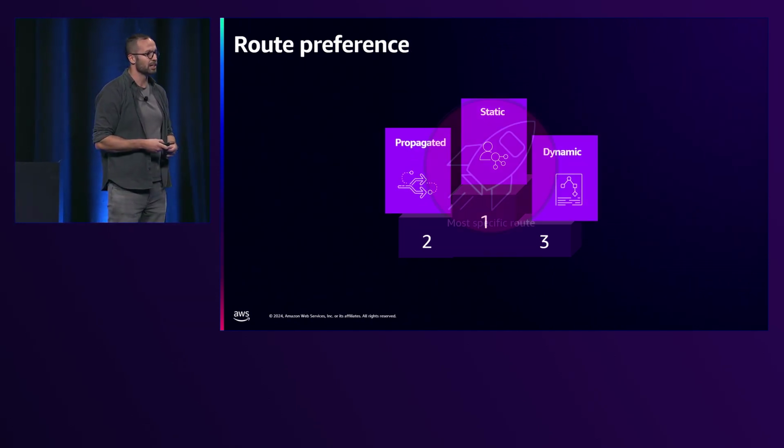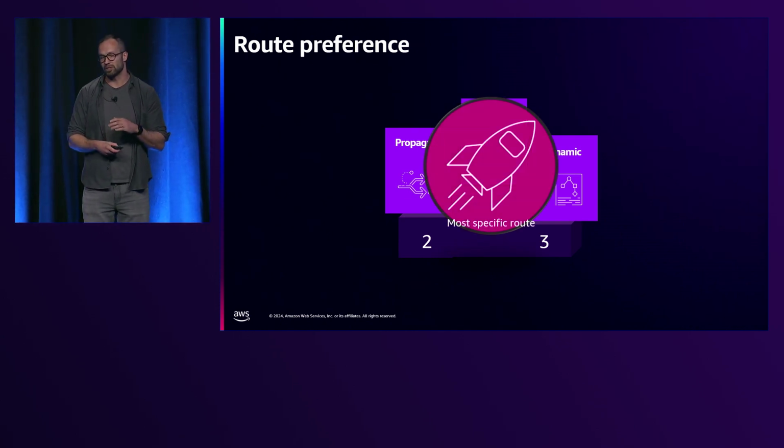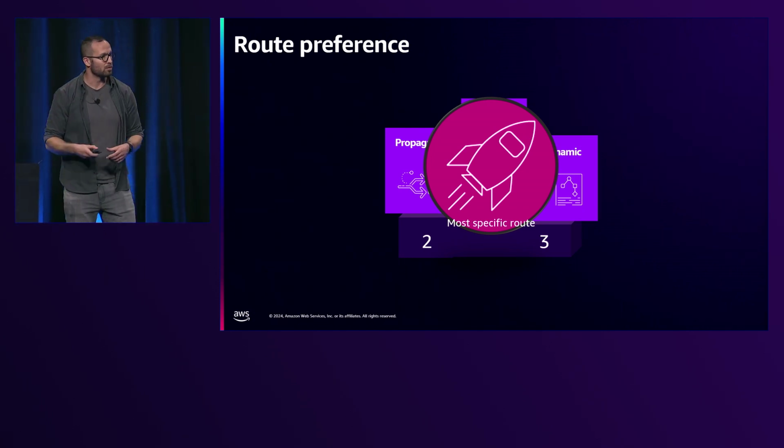Now, there's one exception there. This applies if you have the same routes. If one of those routes is more specific, so maybe if you have a dynamic route that is more specific than a static route you configured, the dynamic route is going to be preferred over the static route.